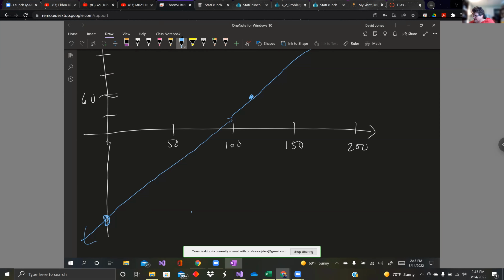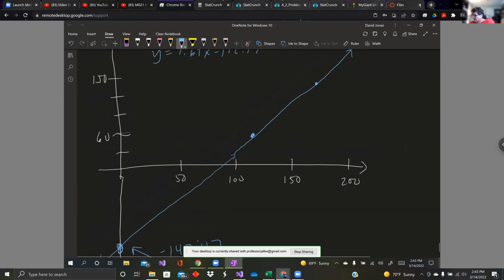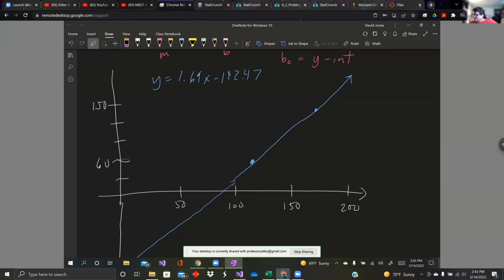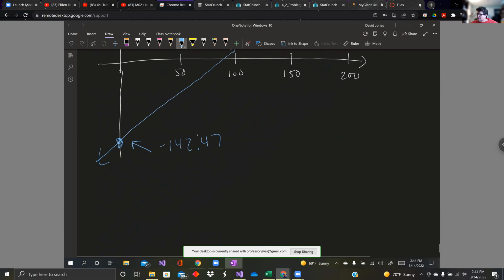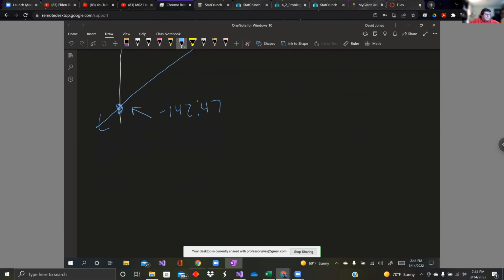So we have a couple of things to think about. When we're given this best fit line, first off, we want to look at two things. How do we interpret B, or how do we interpret this and this? And we're going to talk about that right here. I need more room to write.